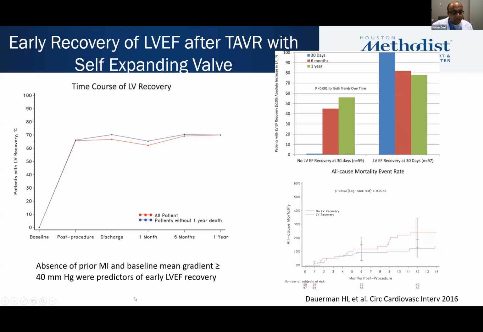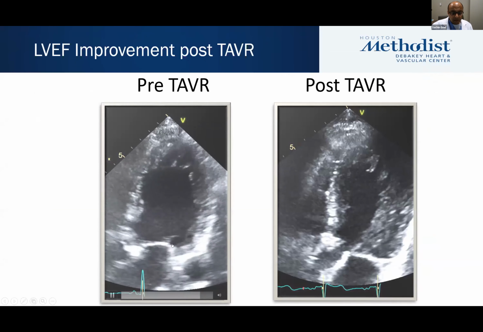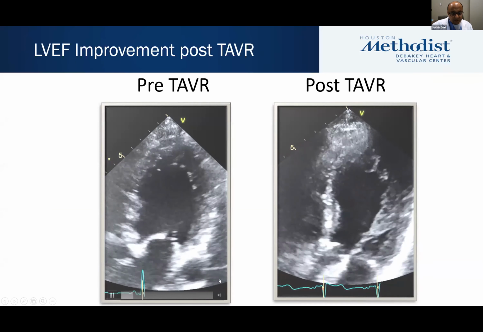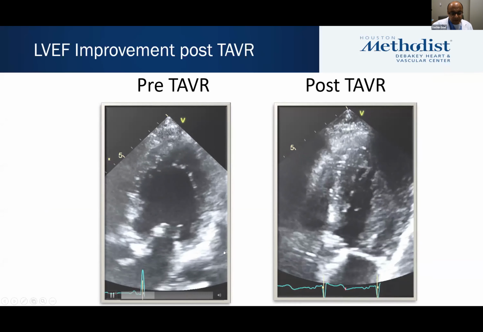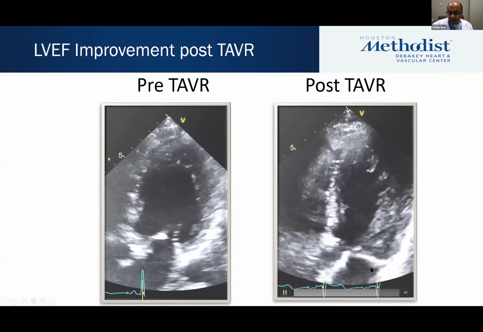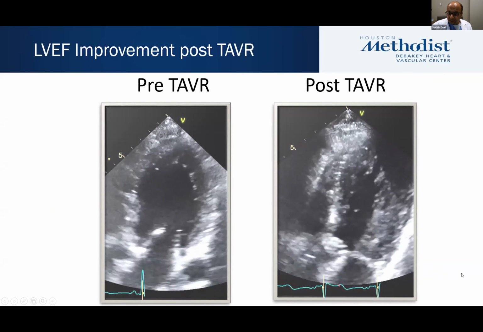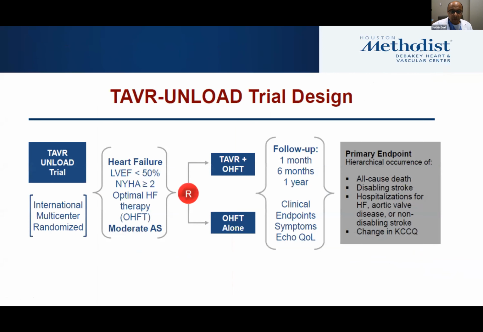Absence of prior MI and baseline gradient more than 40 were predictors of early EF recovery in patients undergoing self-expanding TAVR. Here is an example of a patient that I just did a few weeks ago. This was the pre-TAVR echocardiogram. This is a classic example of HFrEF. Ejection fraction is around 25%. And immediately after TAVR, in fact post-procedure, the patient's ejection fraction improved to near normal. And we see this commonly.